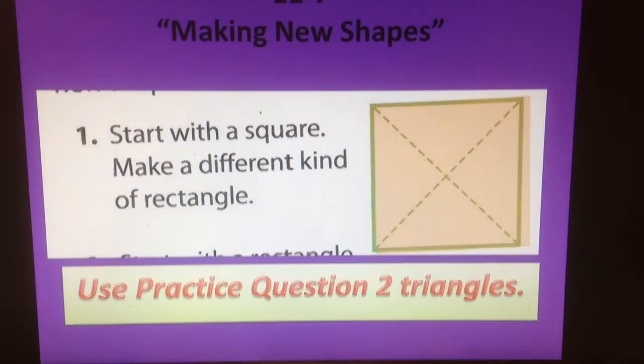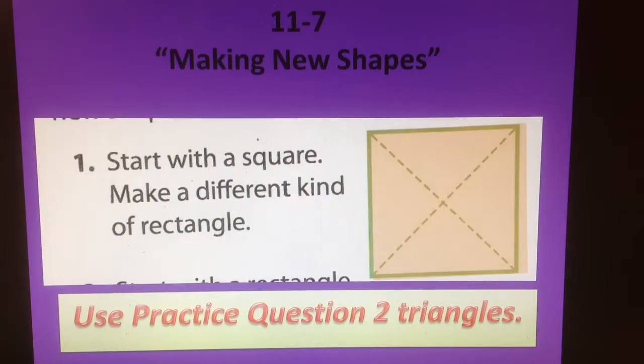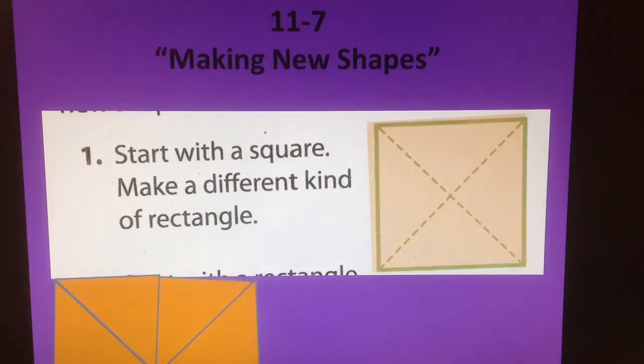Start with a square, make a different kind of rectangle, because a square is a kind of rectangle. So use that same paper that you used for the last question, the square that had been cut into 4 triangles. Make a rectangle. It would look like this.